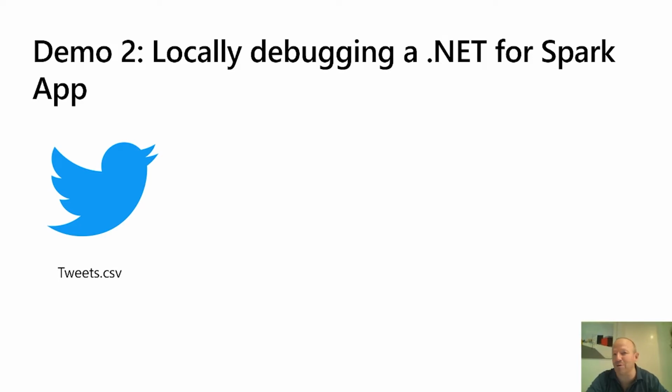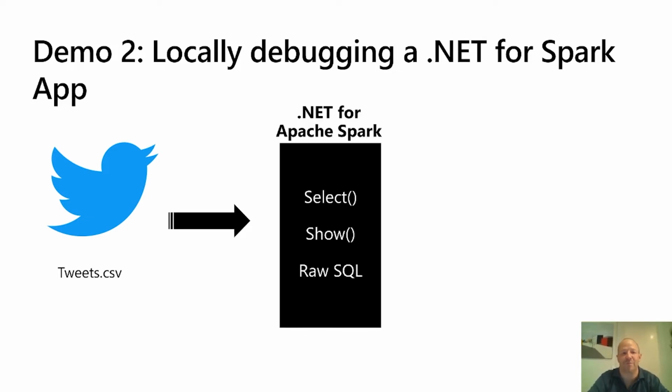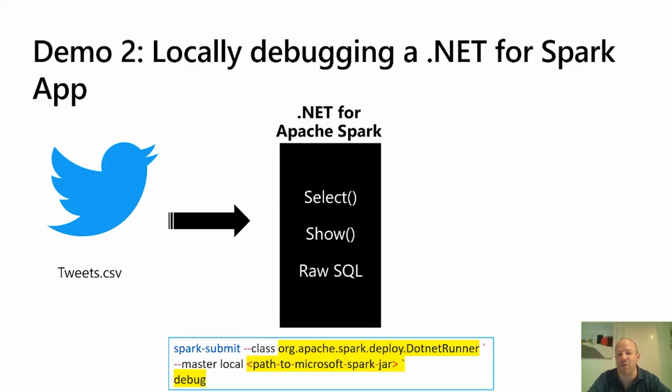Although I'm not going to go into that, we have a short documentation on our GitHub site on how to do that. So what we are doing in this demo is the same thing as before. We take that tweet file, we take the same code. But this time, before I actually run it, I will start my Spark submission as a debug session. So in this case, I'm now starting the Spark job. And I give an argument to my .NET runner that says debug.